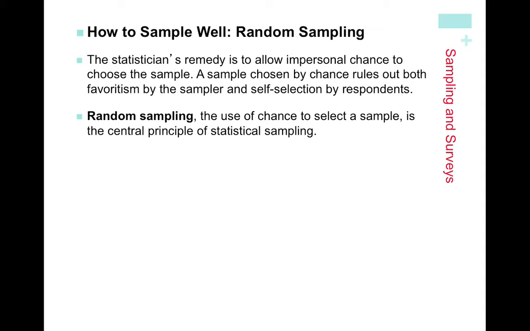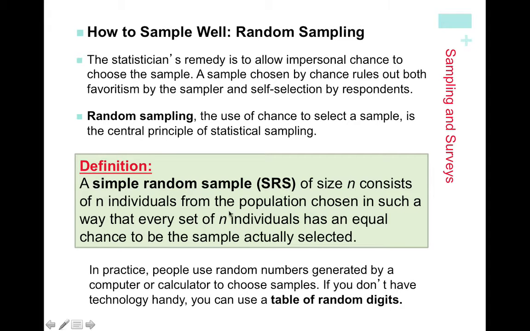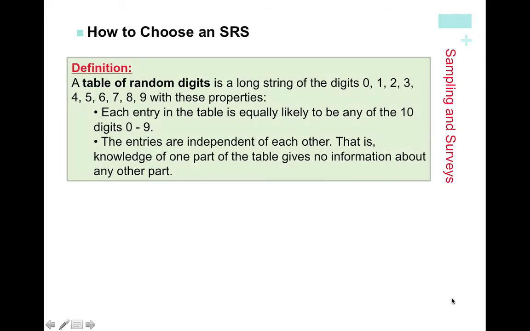So the best way to sample is to do a random sample. We talked about basic random sampling, so using some sort of chance to select your sample. So we had a simple random sample. Remember, we abbreviated that SRS. An SRS of size n consists of n individuals from the population chosen in such a way that every set of n individuals has an equal chance to be the sample actually selected. We can either use our calculator or computer, but we also used a table of random digits. Remember that random digit table had digits 0 through 9. Each entry is equally likely to be any of the 10 digits. The entries are independent of each other.